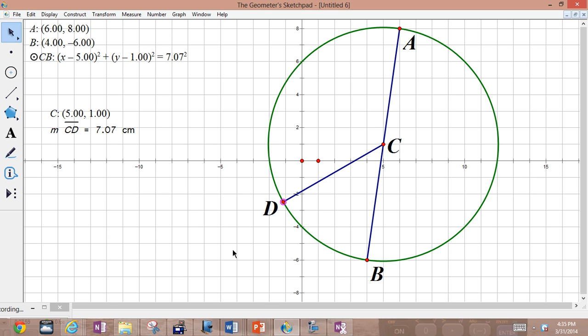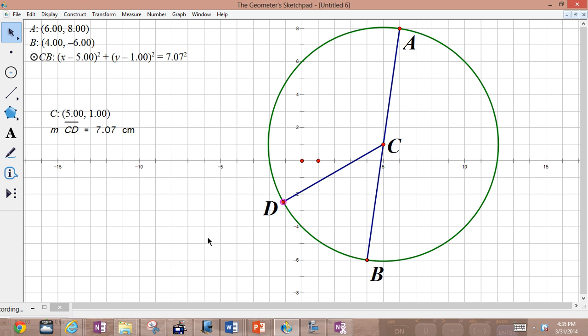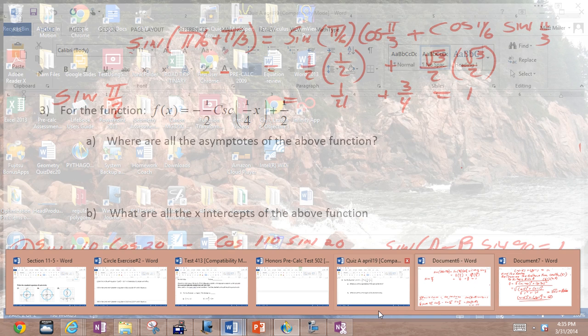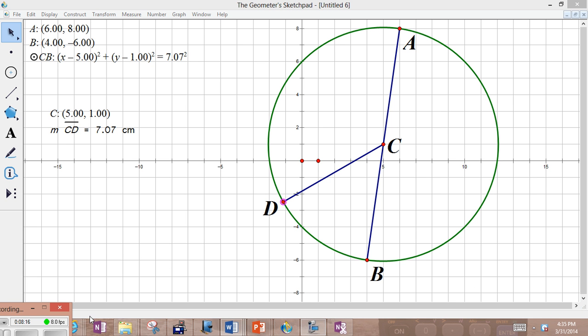So you have a couple of those problems left to do, and see how you do with them. That's how you do them on Sketchpad, and this is how you do them manually with the algebra. Okay, there you have it. And well, now I can stop my video.